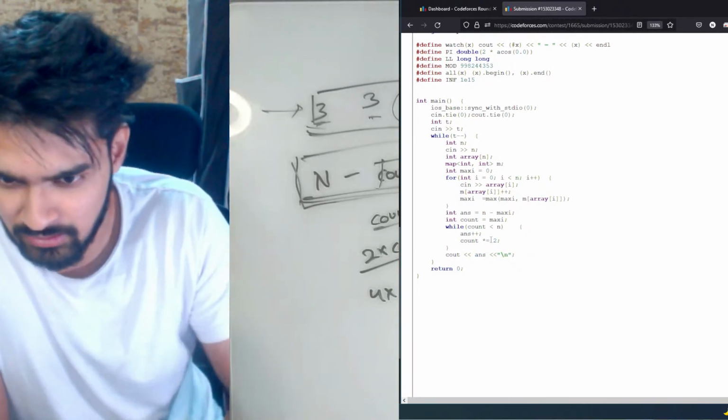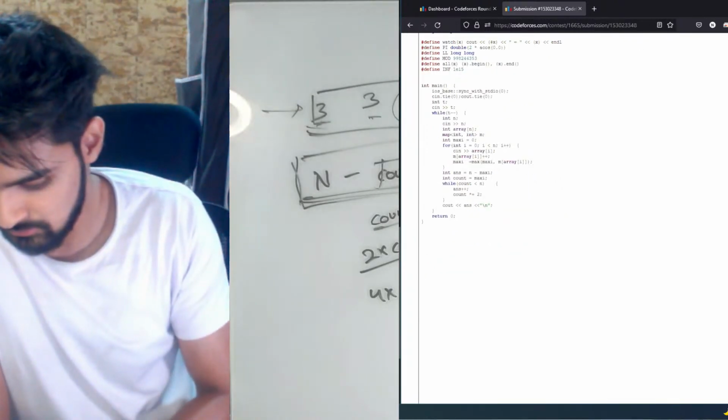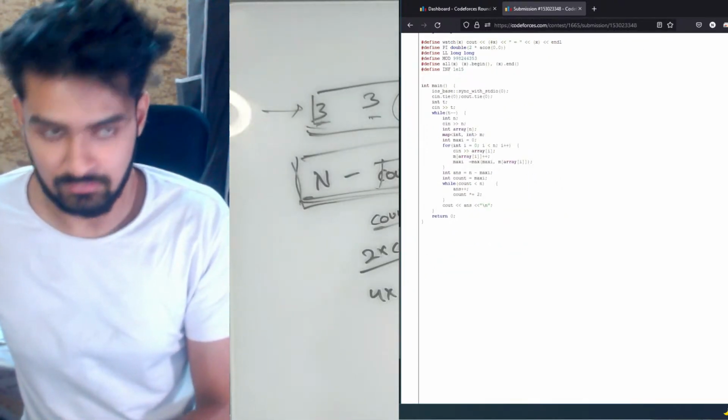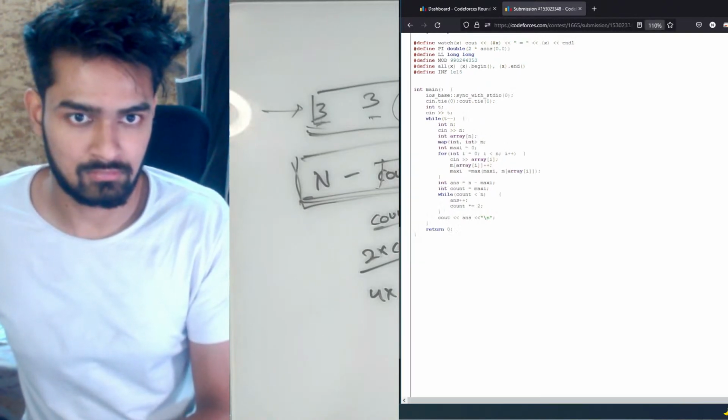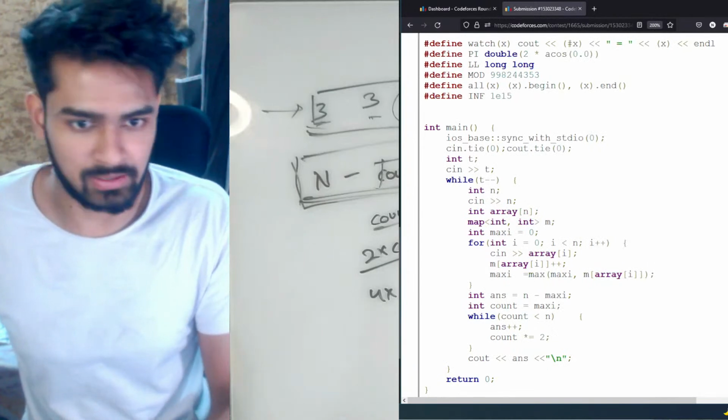Is this clear? Zoom. Just a sec. Okay, is this better?